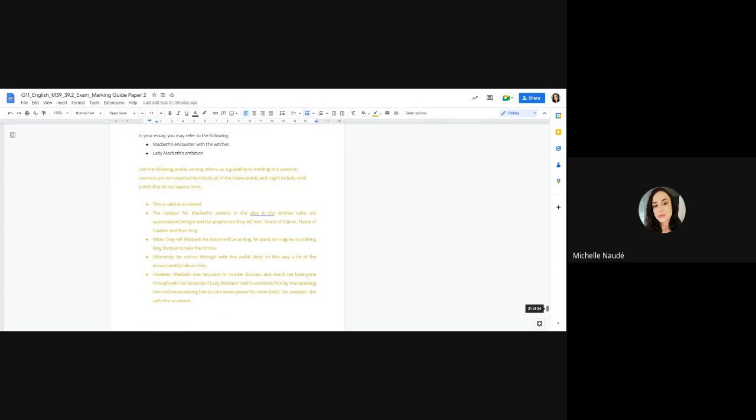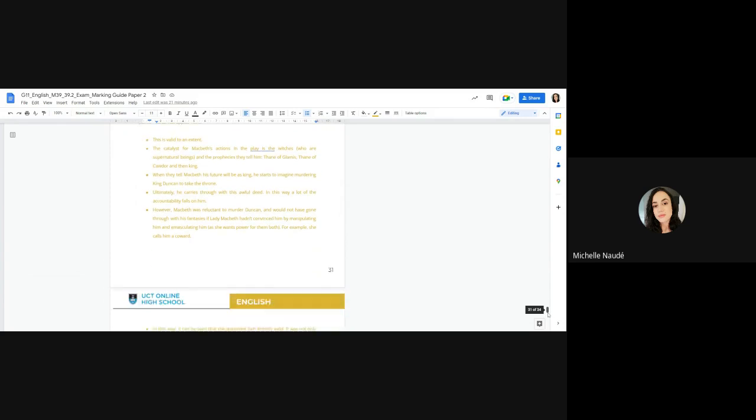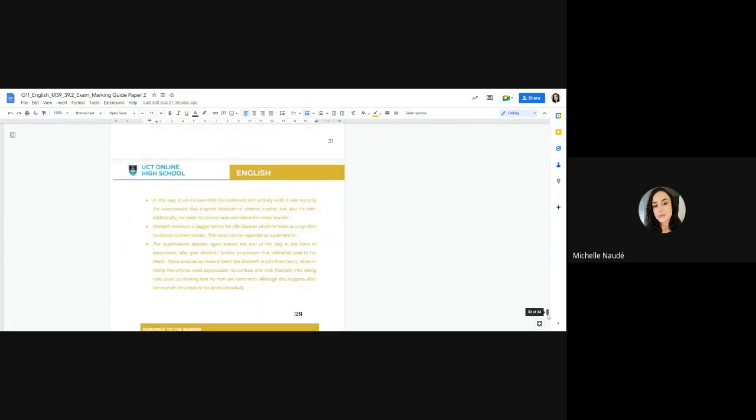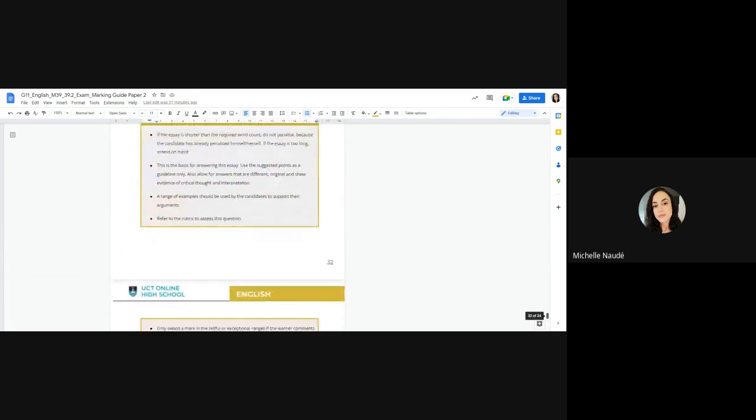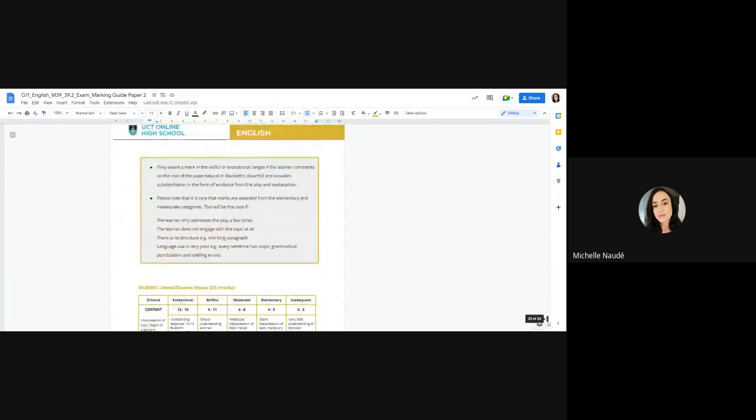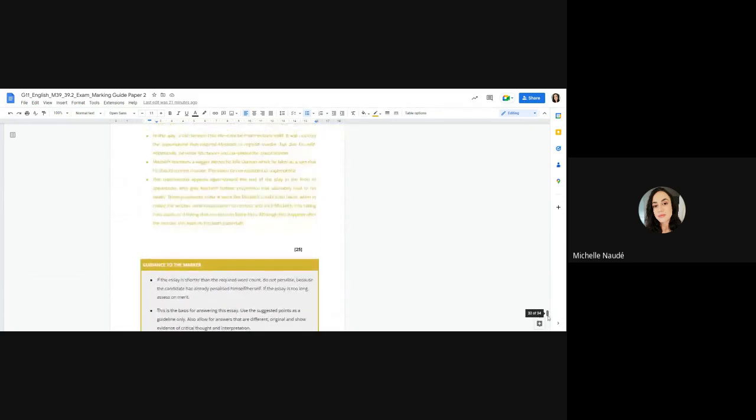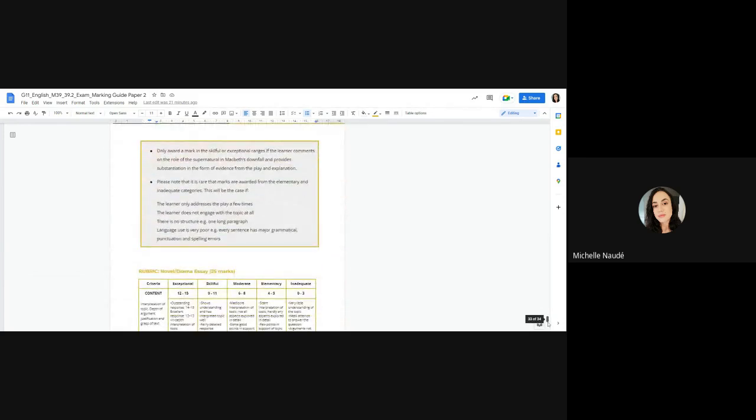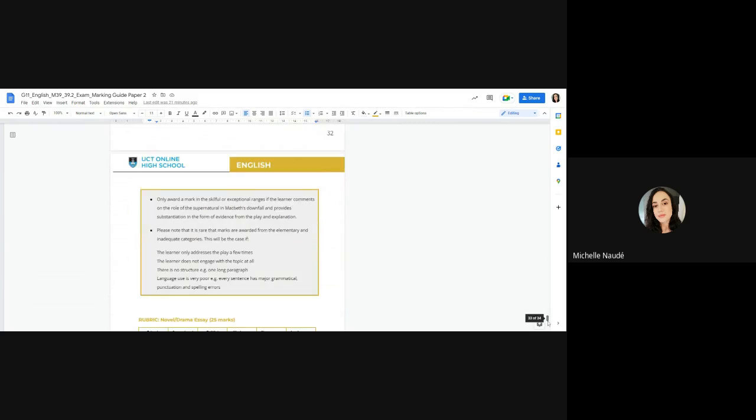All right, so again, the points provided are not all required in the answer. Other points might be provided by the learner. Of course, wording will differ dramatically. So these are guidelines. And again, as per the poetry question, we are, of course, dealing with a different rubric, but the categories are the same. Only award a mark in the skillful or exceptional ranges if the learner comments on the role of the supernatural in Macbeth's downfall and provides substantiation from the play in the form of evidence and explanations.